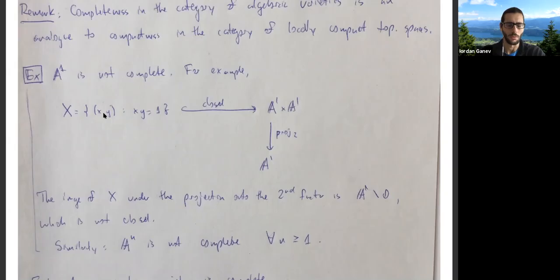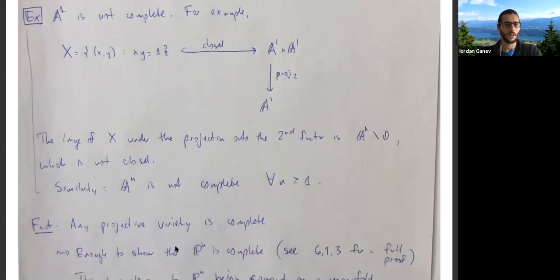This is isomorphic to the multiplicative group, but we don't care about the group structure right now. It's just all the pairs of elements whose product is 1. If we look at the projection onto the second coordinate, that's everything except for 0. And the complement of 0 inside of A1 is not Zariski closed. So this map is not a closed morphism, and so A1 is not complete. With the same sort of argument, you can extend it with more coordinates to show that AN is not complete.